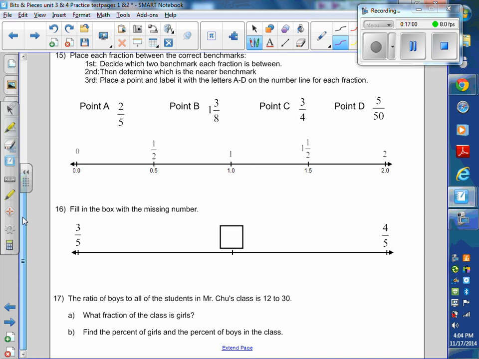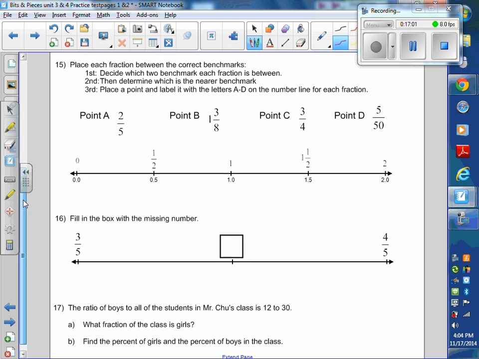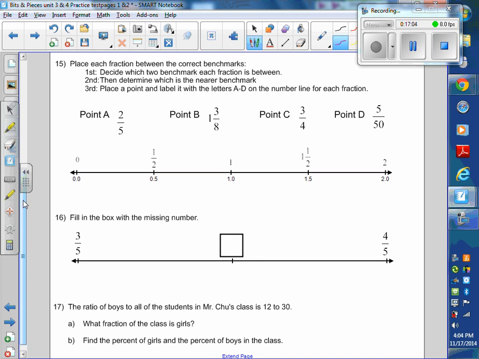All right. So there's some directions here. Place each fraction between the correct benchmarks. So decide where each one of these go. Then determine where it's closer, which is the nearer benchmark. So is, for example, 2/5.